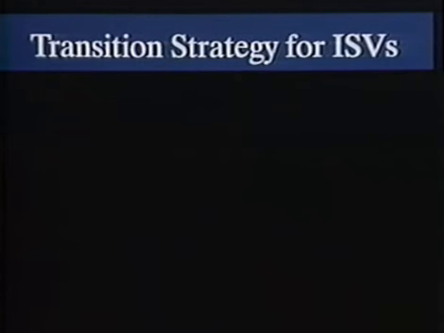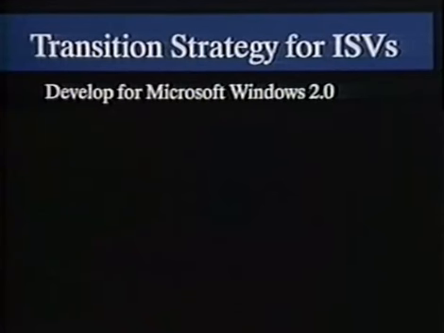The last thing I'd like to talk about is a transition strategy for you as software developers. I've talked about how we expect all of these different versions of Microsoft Windows to coexist, how Windows 2.0 is not going to be obsoleted by OS/2. How should you address these issues? Well, our suggestion is that you develop for Microsoft Windows today. Actually, don't even wait for Microsoft Windows version 2.0.